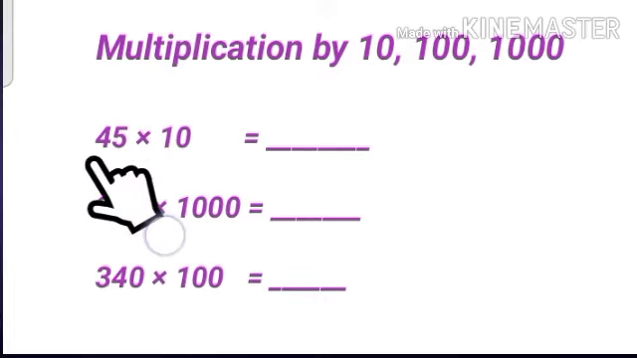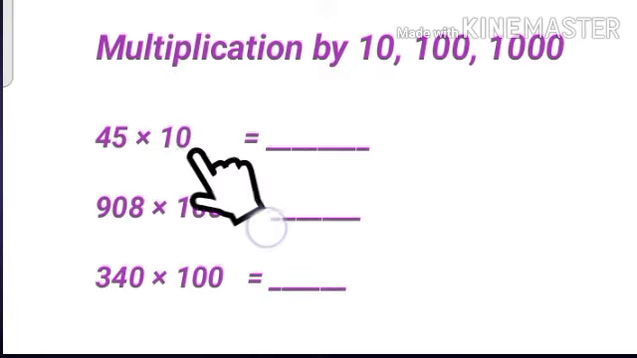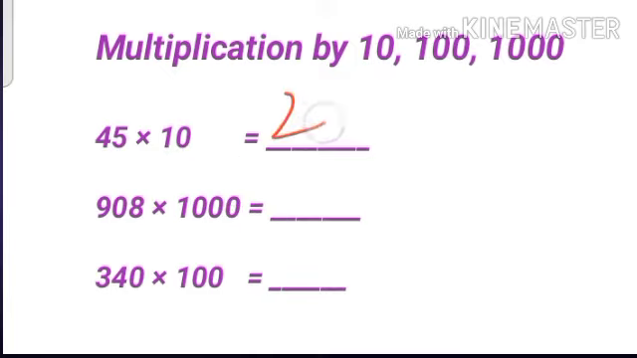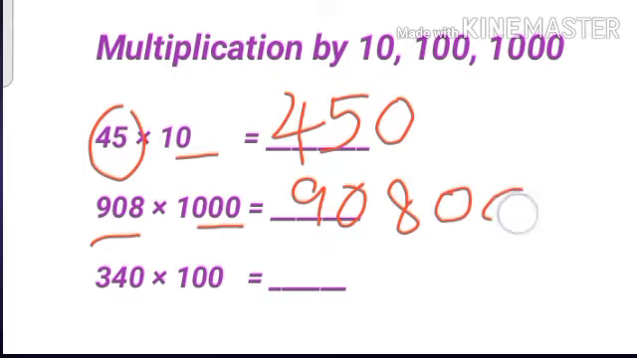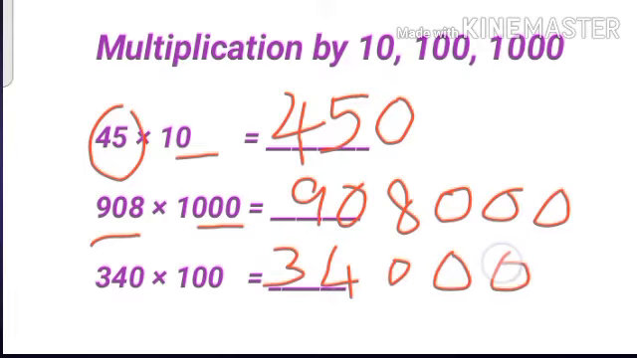So normal multiplication: 45 multiplied by 10. 45 tens are, yes, that is very easy. You know well, isn't it? We have to write the first number, 45, and then add the number of zeros. That's all. So 908, we write the first number, and here we have 3 zeros, so we add 3 zeros. That's it. This one also, 340, we have to add 2 zeros. This is the answer.